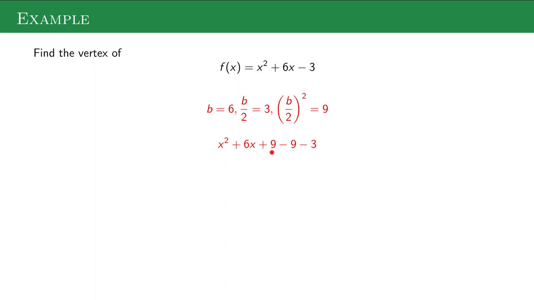But since I don't have an equal sign, I can't add 9 to both sides. I also subtract 9 right away, so I didn't actually change the value of my expression. But these first 3 terms are now going to turn into that perfect square. And then minus 9 and negative 3 are left over. They combine to give me negative 12. And now I know this is shifted left 3, down 12. That gives me my vertex.